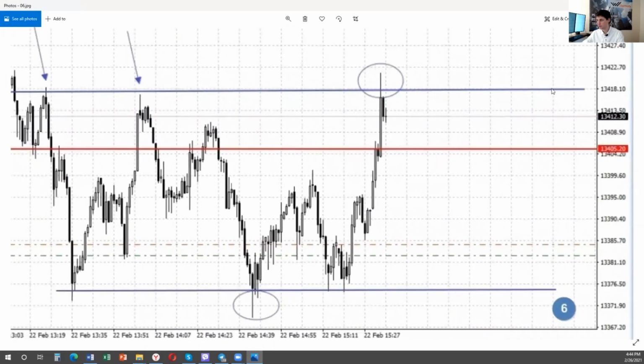You see struggle at 13,418 and false breakout. That can break my scenario.